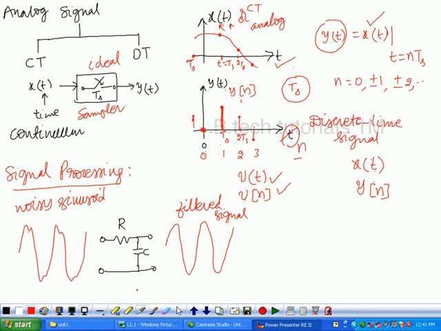So what type of circuit is this? What do we call this circuit? There is one special name for this. Can you tell? This circuit can also be called an integrator. Is it an integrator?